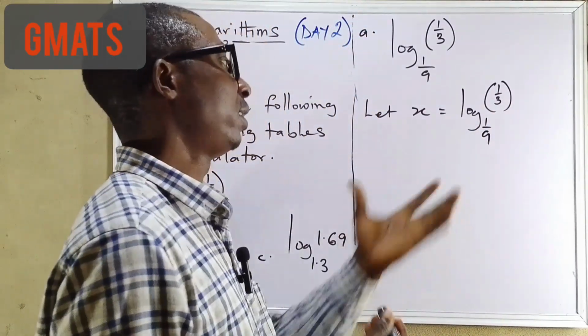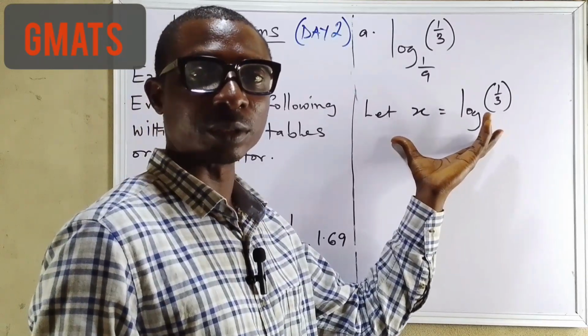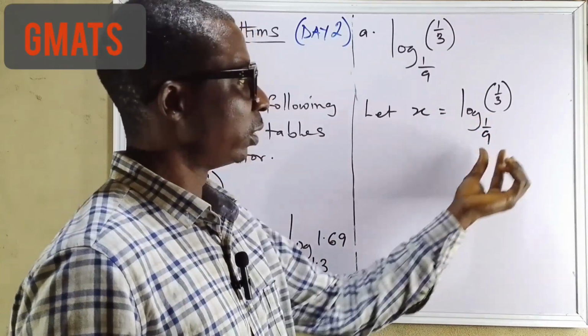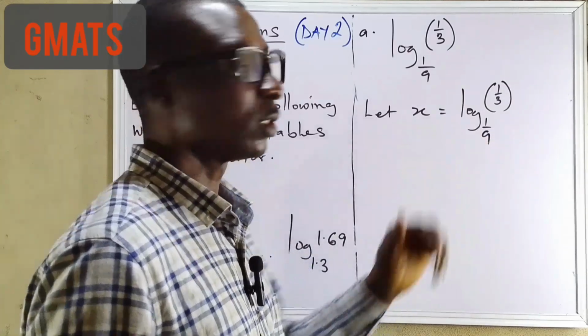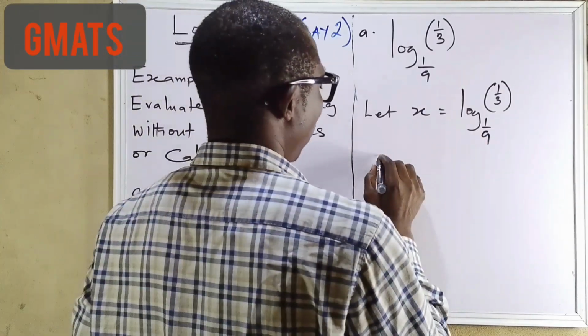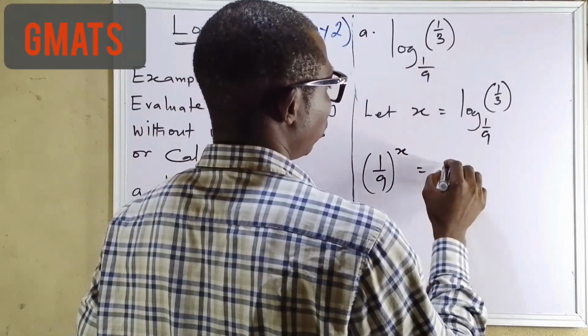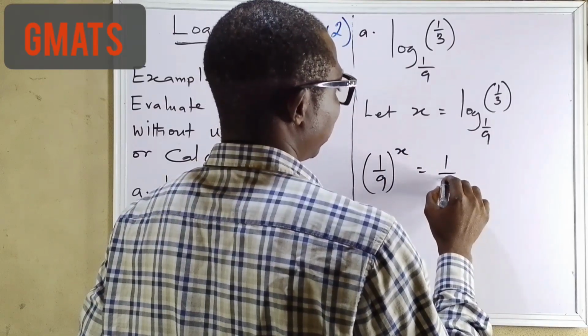So now this is a logarithmic equation, so you change it to an index equation. You know what to do? This base comes here. That's all. So we have 1/9 raised to the power of x equals 1/3.